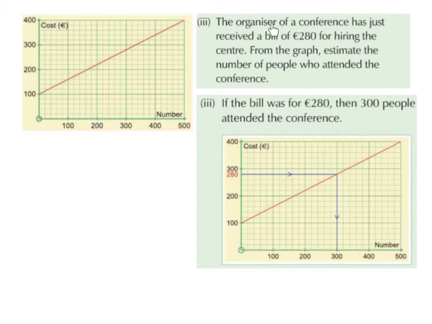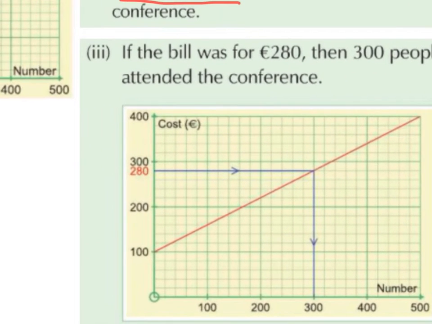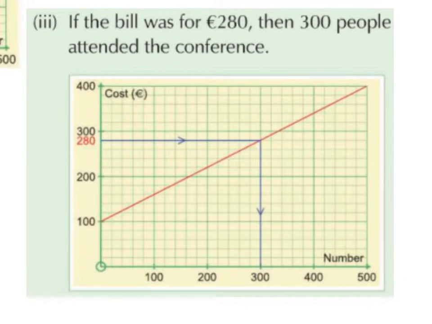Part 3. The organiser of a conference has just received a bill of €280 for hiring the centre. From the graph, estimate the number of people who attended the conference. So what we're going to do is go to 280 on the cost axis, which is the y-axis. So this is our cost axis, or our y-axis. And if this is 200 and this is 300, then we appear to be going up in 20s. So 200, 220, 240, 260, 280.